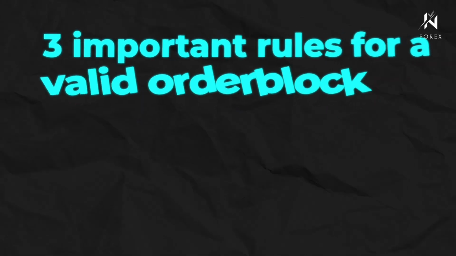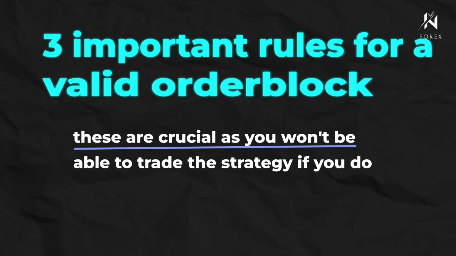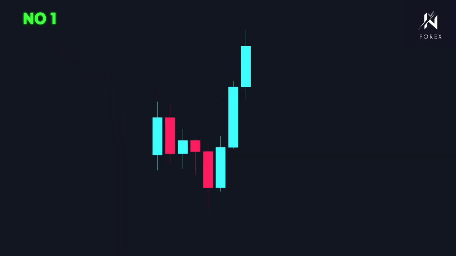So, 3 important rules for a valid order block. These are crucial, as you won't be able to trade the strategy if you don't get these down. Number 1, an order block needs to be unmitigated. Order blocks are generally a one-time use. If the price touches an order block, it's no longer considered valid, meaning it can't be tested or retraced.